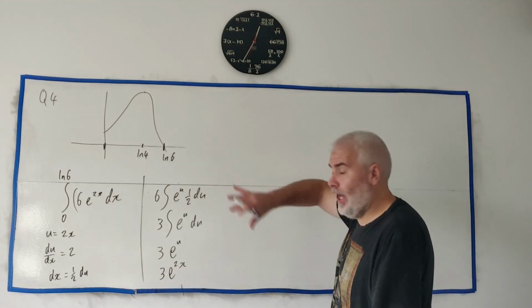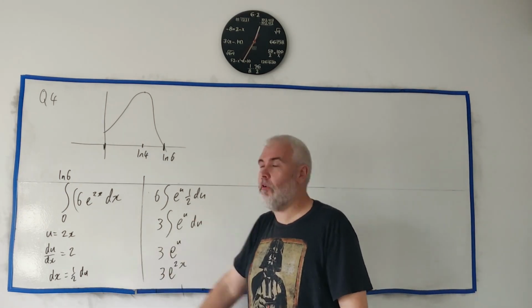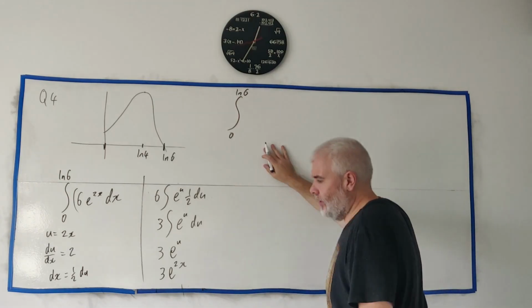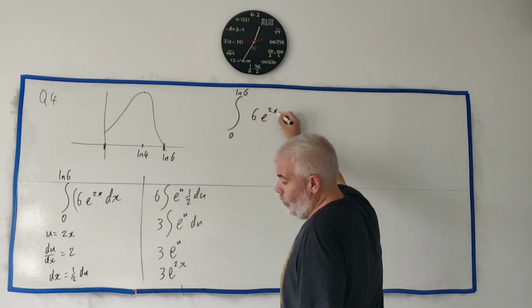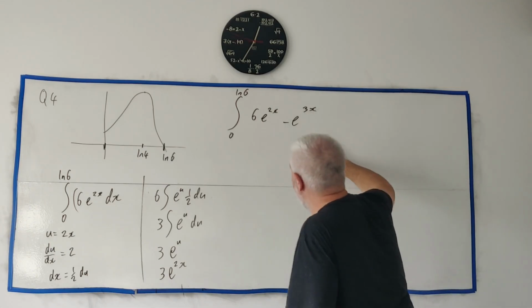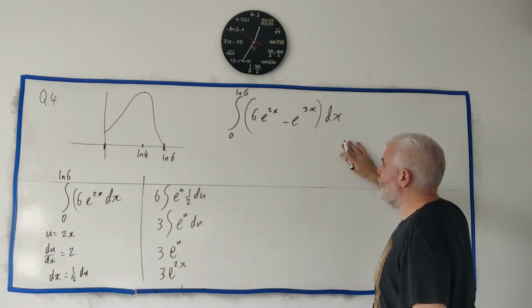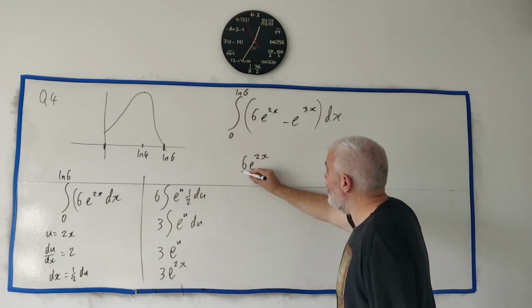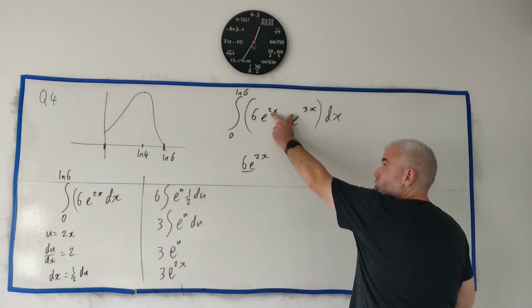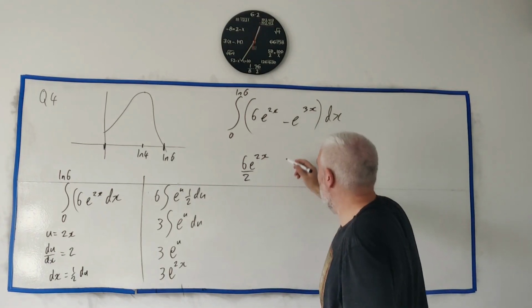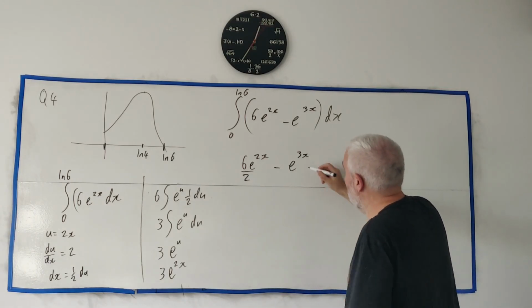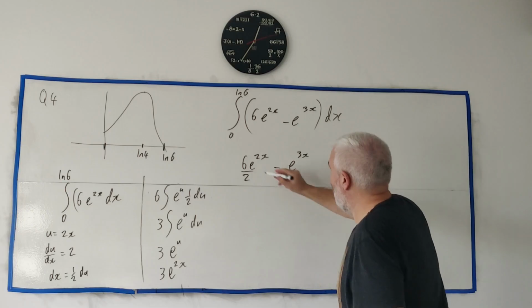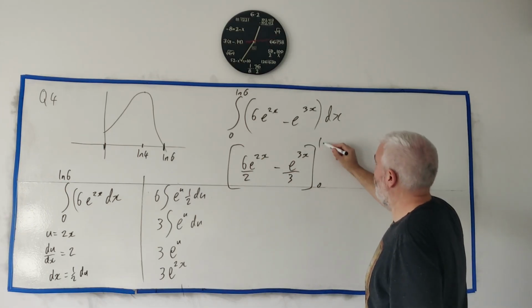Let me do the whole question again. This time I'll do it quickly in my head using what we learned here. So we were doing the integral between natural log 0 and natural log 6 of 6e to the 2x minus e to the 3x with respect to x. So the integral of this is just 6e to the 2x divided by the derivative of whatever's up here. The derivative of 2x is just 2. Minus e to the 3x divided by 3, because it's the derivative of 3x. And this is just evaluated between 0 and natural log 6.